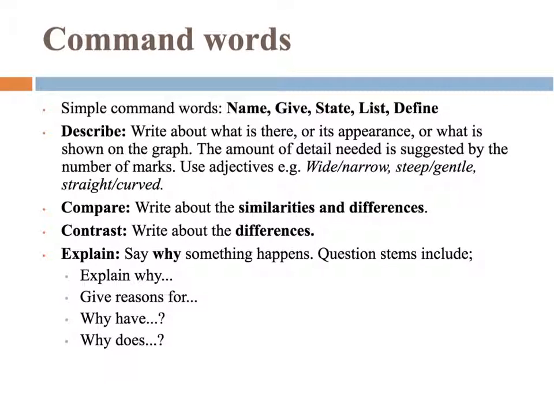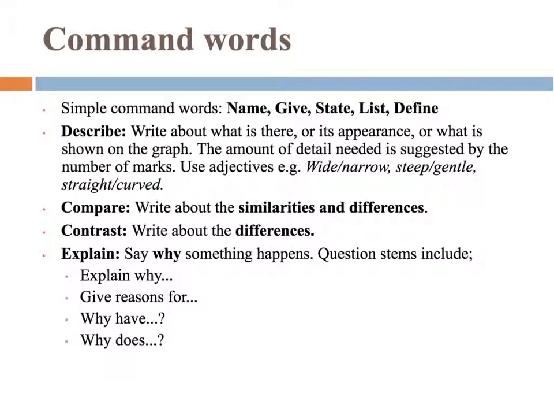And this is similar to compare. You need to use the like-for-like structure. Contrast connectives include whereas, whilst, on the other hand. Compare connectives: similarly, likewise. When you are asked to explain, this means you have to say why something happened. You need to give reasons.